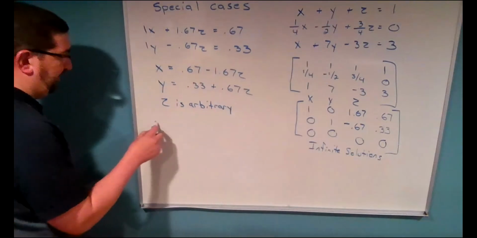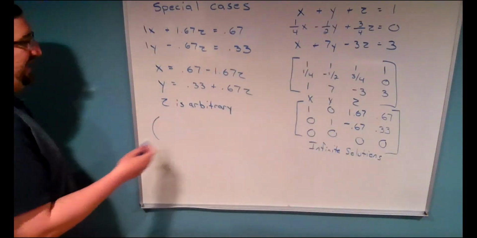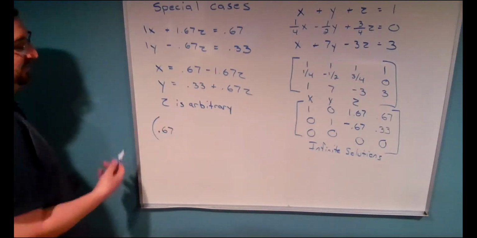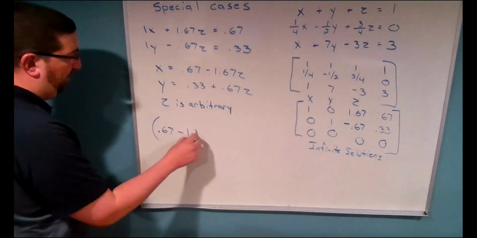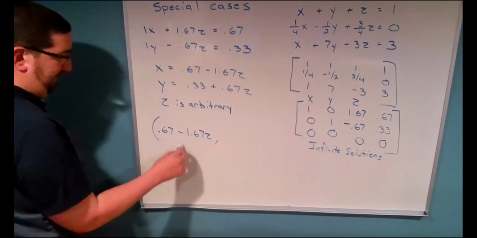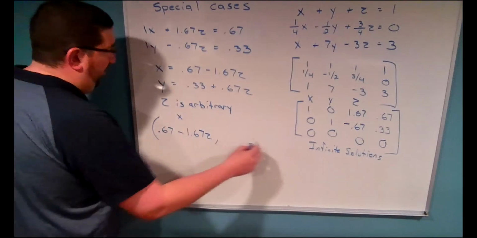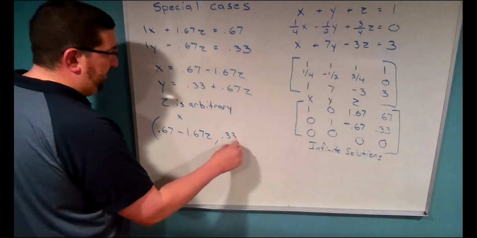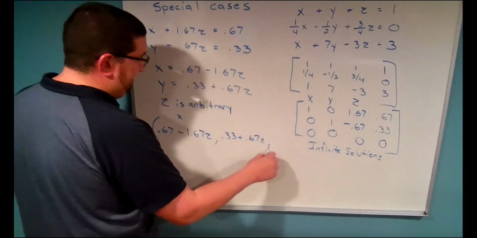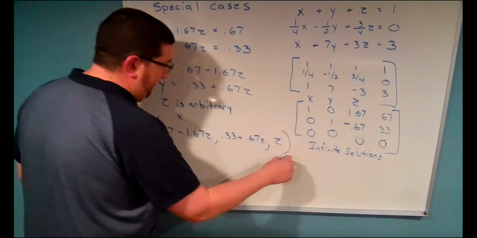So the back of your book is going to tell you that your answer to this problem would be 0.67. They would actually probably use 2/3 minus 1.67z for your x. That's your x. Your y would be 0.33 plus 0.67z, and your z would be any number.